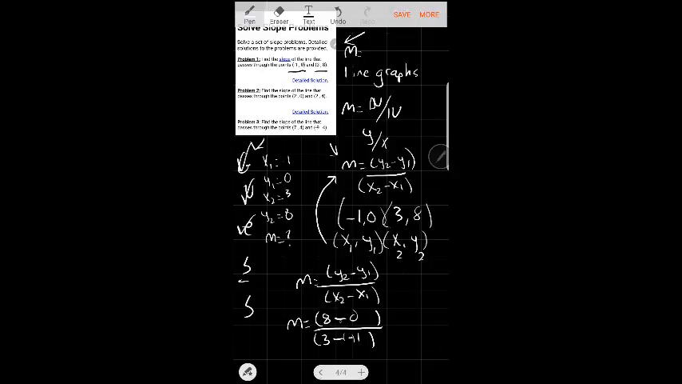So 8 minus 0 is going to give me 8. So I'm going to rewrite that as it equals 8. I haven't changed my fraction bars. I'm going to leave that there. And 3 minus a negative 1 is really 3 plus 1, and that's going to be 4. Are we done yet? No, we're going to reduce it down to 2 over 1.